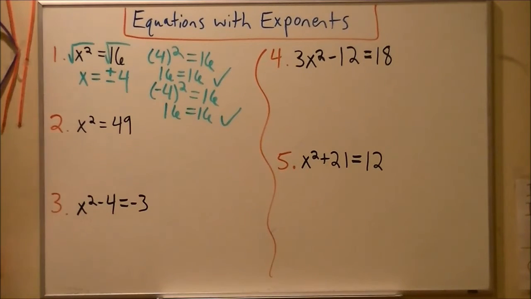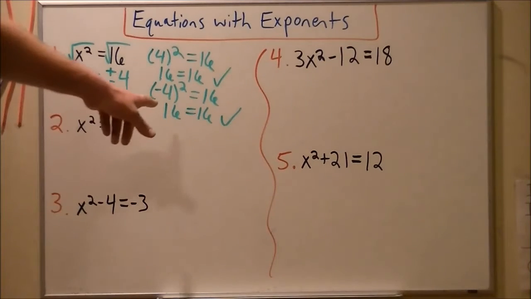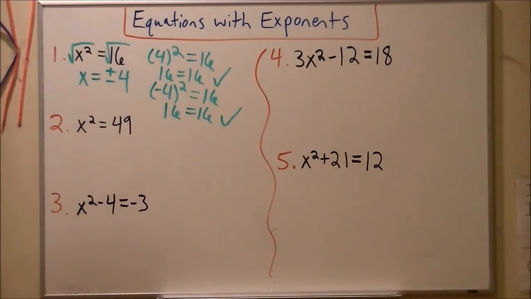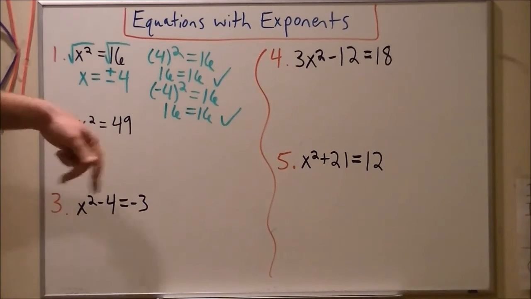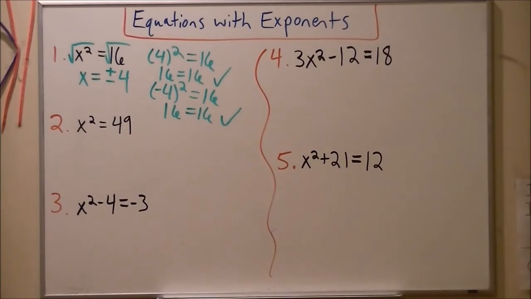Okay, let's do that with number 2. This isn't too hard, right? This one's just as easy really as number 1, and we're not even going to go back and check this one because we understand the principle now. But we have x squared equals 49. I don't want to solve x squared. That does me no good. I have to solve for x. That is x to the first power.